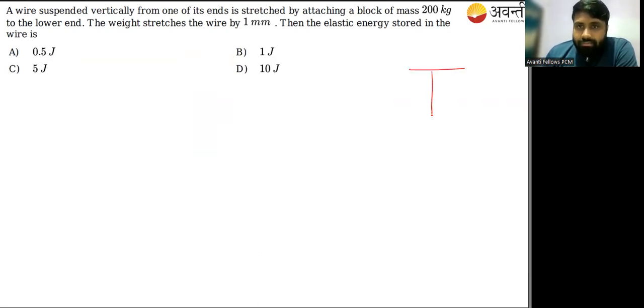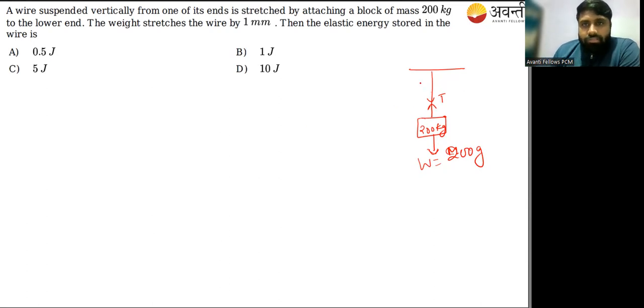Now we have a wire whose lower end is connected with a 200 kg block, which obviously causes stretching by applying a force which is mg, or you can say 200 times g, and this is the weight of the block. This will cause tension in the wire, and this tension causes the stretching in this wire. So this stretch, delta L, which is the change in length, is given to you as 1 mm. Okay, the mass is given to you as 200 kilogram.